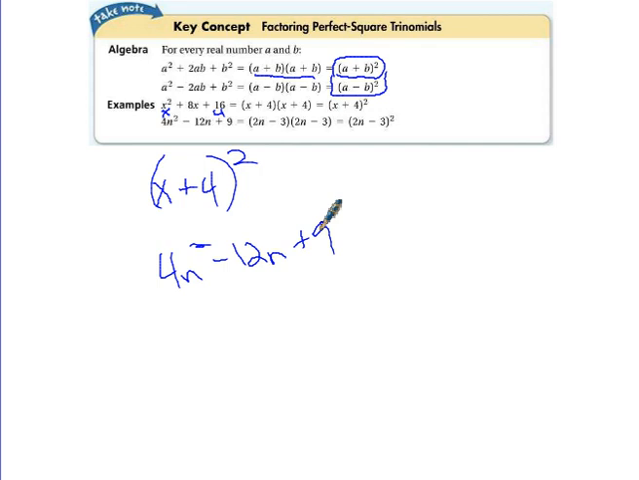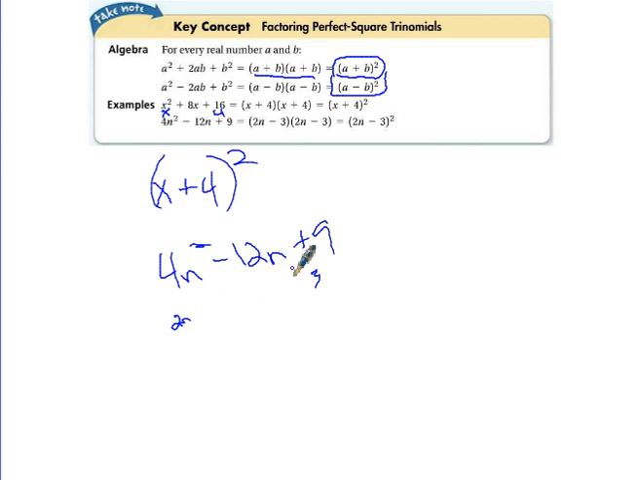Is 9 a perfect square? Yes. What number times itself gives you 9? 3. So now I have 2n sitting here and 3 sitting here. If I multiply those two together, what do I get? 6n. If I double that answer, what do I get? I get 12n, and that's the middle term.